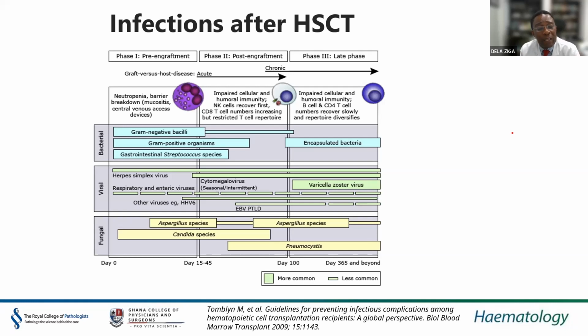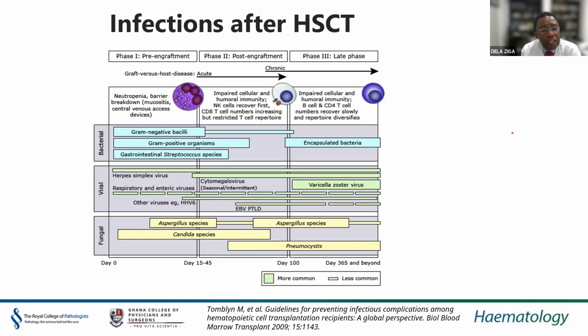Over time, after day 30, as they go through the second phase of post-engraftment, they now are likely to develop more gram-positive than gram-negative infections. And after day 100, encapsulated organisms like strep become an issue.